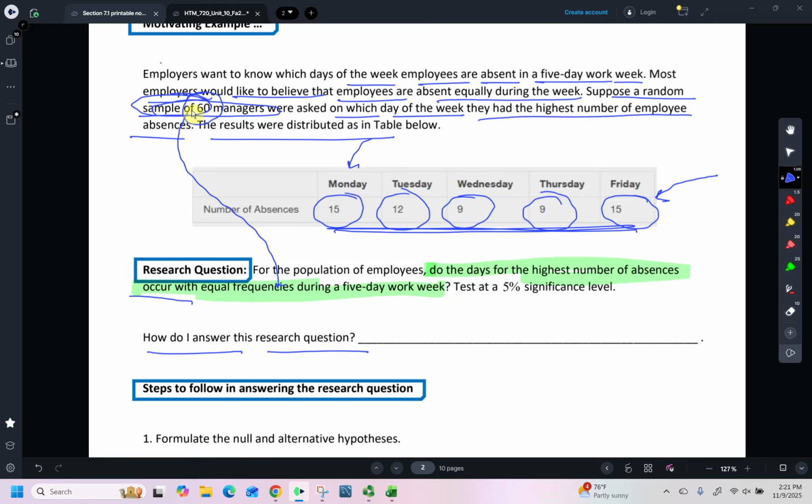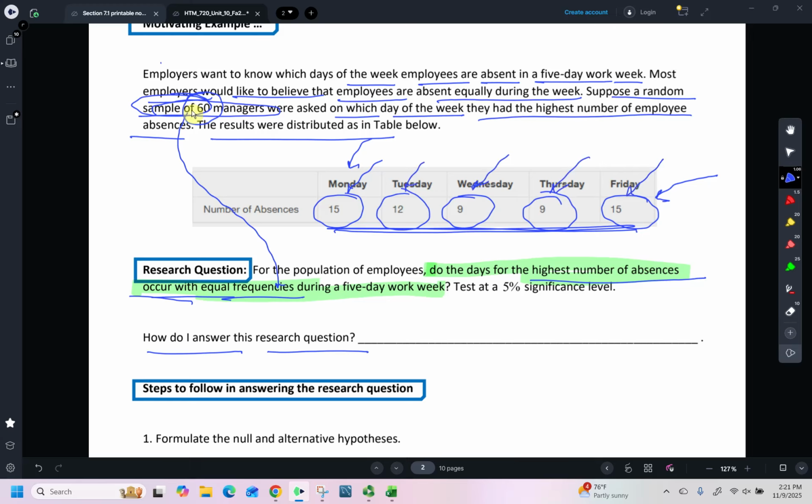What is the average number of absences we should observe each day? What is the expected number of absences that we should expect each day if the claim is that the highest number of absences occur with equal frequencies during each of the 5-day work week? What do you think? 60 divided by 5? I agree. That would be what? 12, 12, 12, 12, 12. But do we have exactly 12 here?